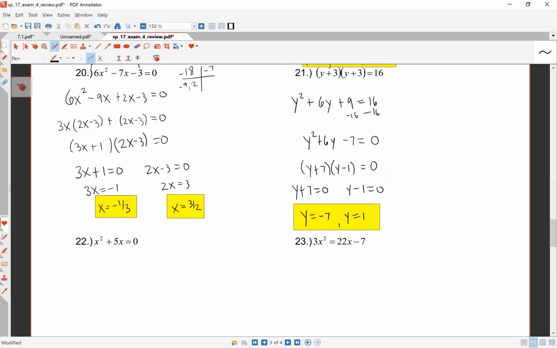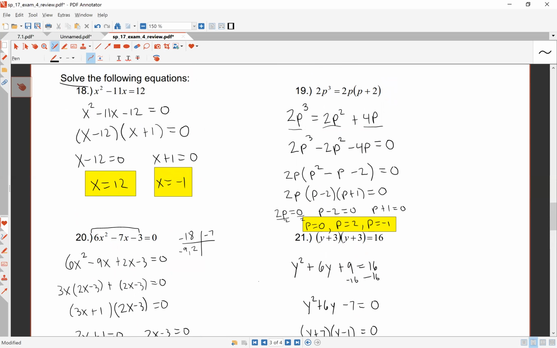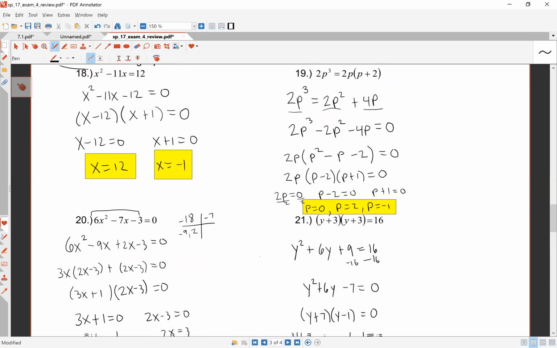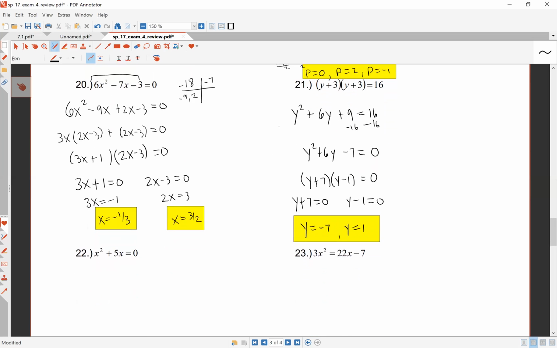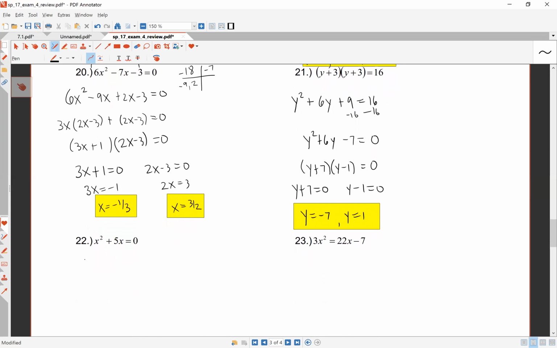Number 22, just like I said in number 19, when each term has a p on it, one of the solutions is going to be 0. When each term has an x on it, one of the solutions is going to be 0. We factor out the x and get x plus 5. So we set x equal to 0, and we set x plus 5 equal to 0. First one says x equals 0, and the second one says x equals negative 5.